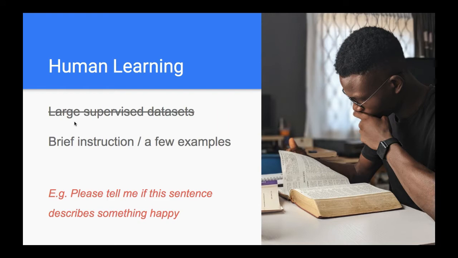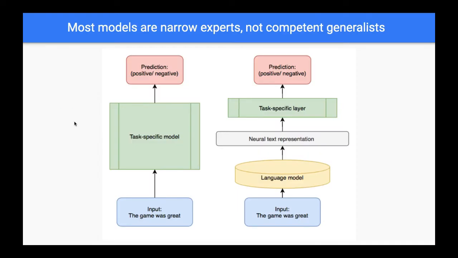For example, please tell me if this sentence describes something happy or not. You probably just need to read this instruction, then you can perform the task at maybe 90%, 95% accuracy. In contrast, most models cannot do that. Most models are very narrow experts. They can only perform one task specifically, and they still need to look at hundreds of thousands of data points to learn how to perform that very specific, very narrow task.